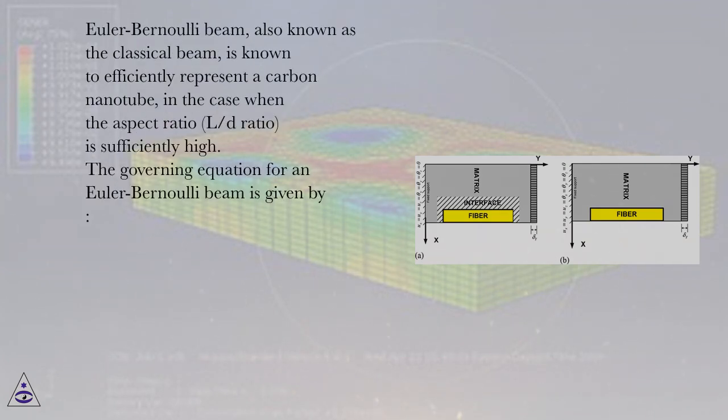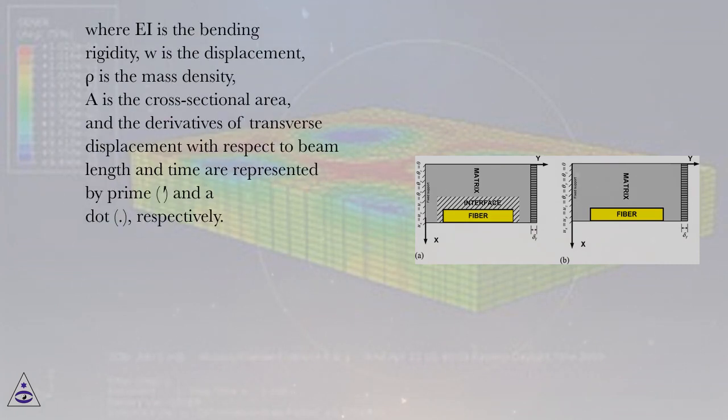Euler-Bernoulli beam, also known as the classical beam, is known to efficiently represent a carbon nanotube, in the case when the aspect ratio, L/D ratio, is sufficiently high. The governing equation for an Euler-Bernoulli beam is given by where A is the bending rigidity, W is the displacement, ρ is the mass density, A is the cross-sectional area, and the derivatives of transverse displacement with respect to beam length and time are represented by prime, and a dot, respectively.